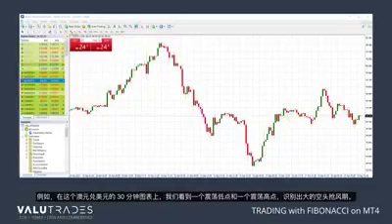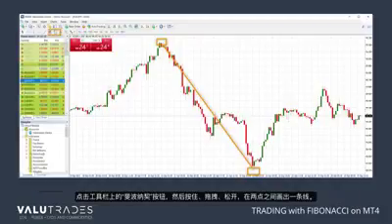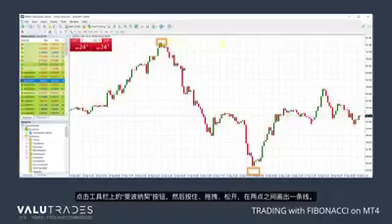For example, here on this Aussie Yen 30-minute chart, we can see a swing low here and a swing high here, identifying a large bear run. Click on the Fibonacci button on your MT4 toolbar and click, drag, and drop a line between the 2 points.